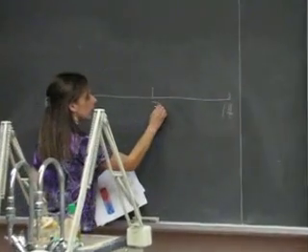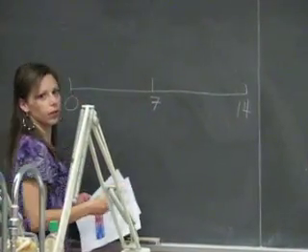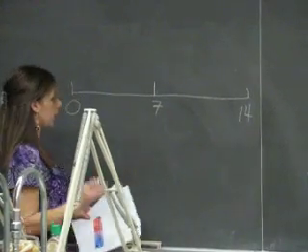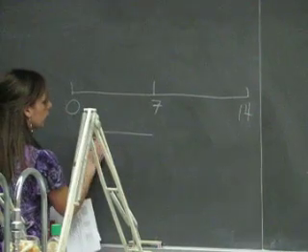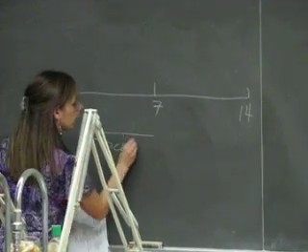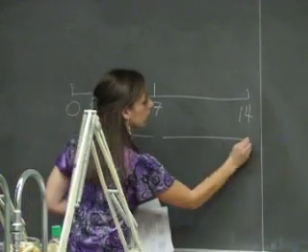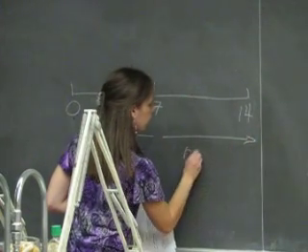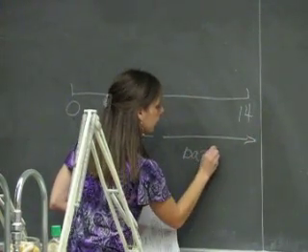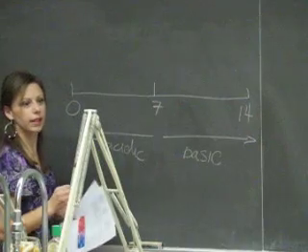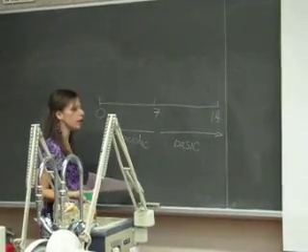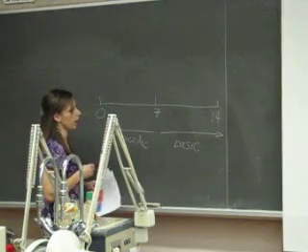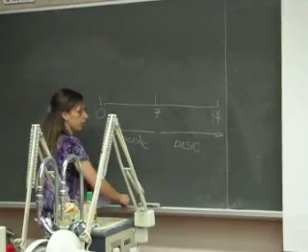So here's 7 in the middle. That would be neutral. It's neither acidic nor basic. 0 over here, anything in this direction is acidic. Anything greater than 7 is basic. And we're going to learn next class how we actually calculate that. If we know what the hydrogen concentration is, we can find out what the pH is.